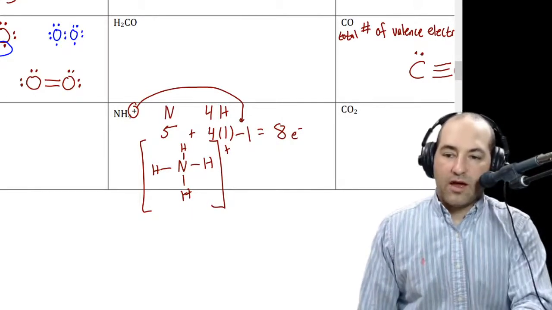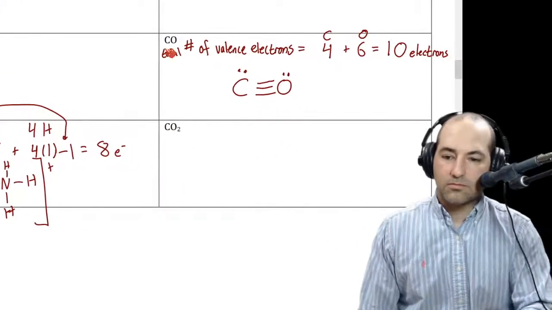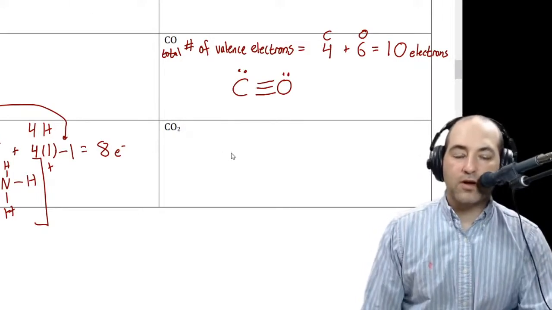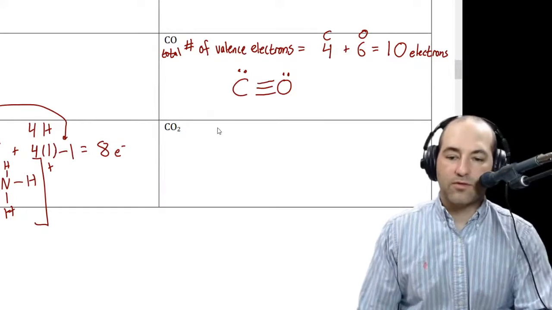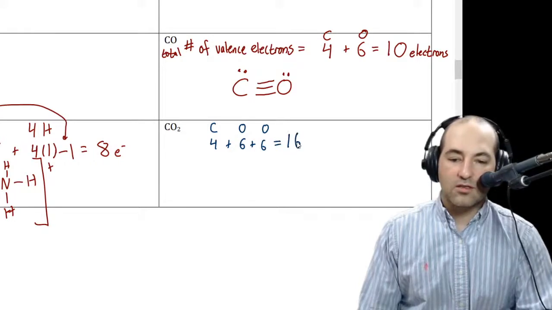Let's move over and look at CO2. For CO2, we're going to start the same way. So we've got C, O, and there's 2 of them. So that's 4 electrons for carbon, 6 for oxygen, 6 for the other oxygen. So that's 16 total electrons.